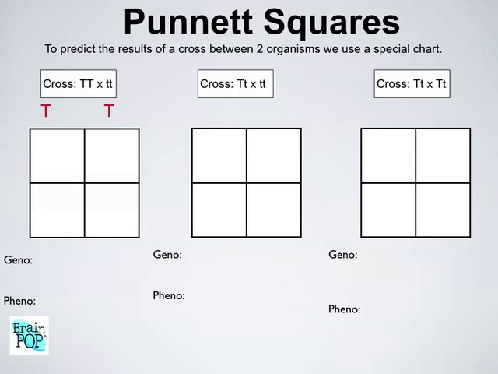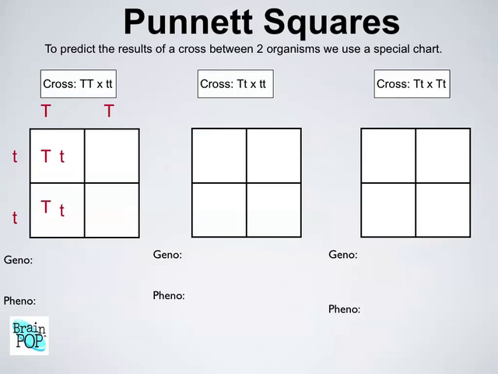We put the other parent's genotype on the side. And then we combine to fill in each box. So this box is going to get a big T from the top. What's it get from the side? Little t. So they're all big T, little t.